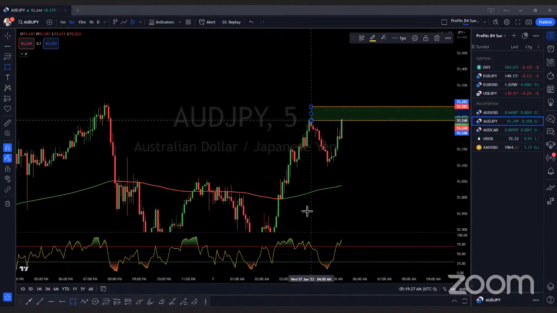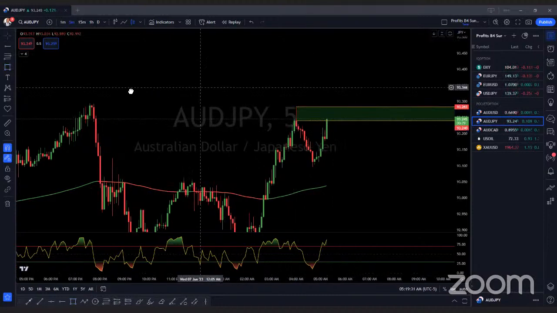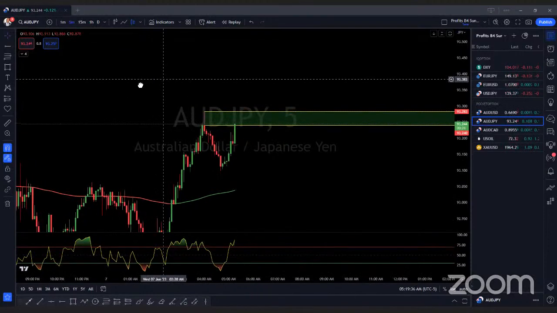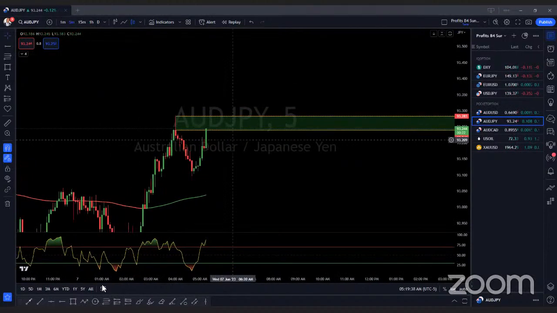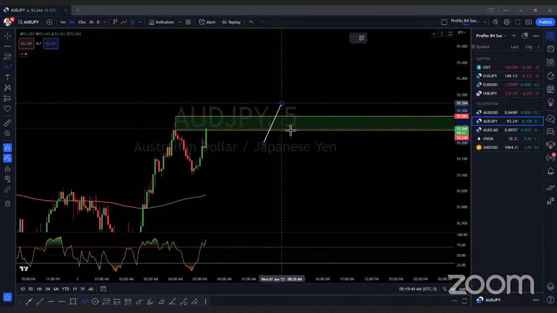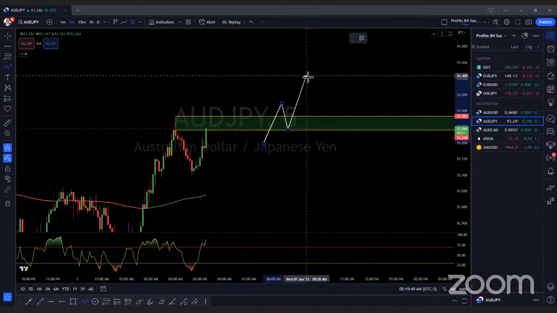Okay, so we're currently in that area now, and one of two things can happen at this area. Either we're going to get a rejection and fall, or we're going to break through it and get a potential entry for a buy.